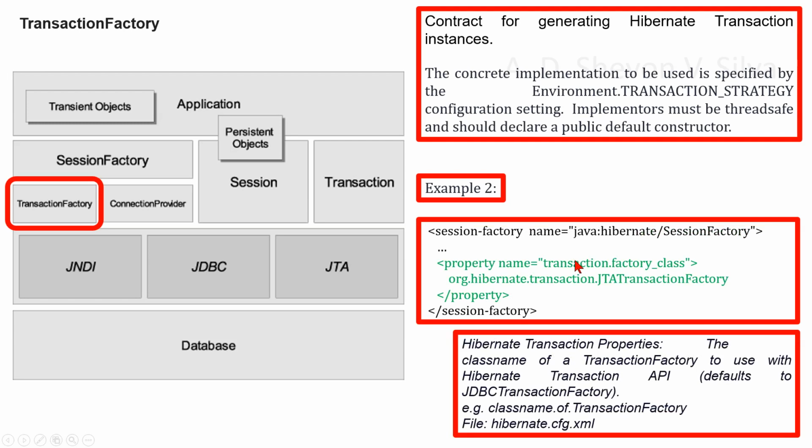As an example too, we can consider this one. This is in hibernate.cfg.xml file, and here you can see Hibernate transaction property transaction.factory_class. The class name of a transaction factory to use with Hibernate Transaction API, default to JDBCTransactionFactory. For example, class name of TransactionFactory.